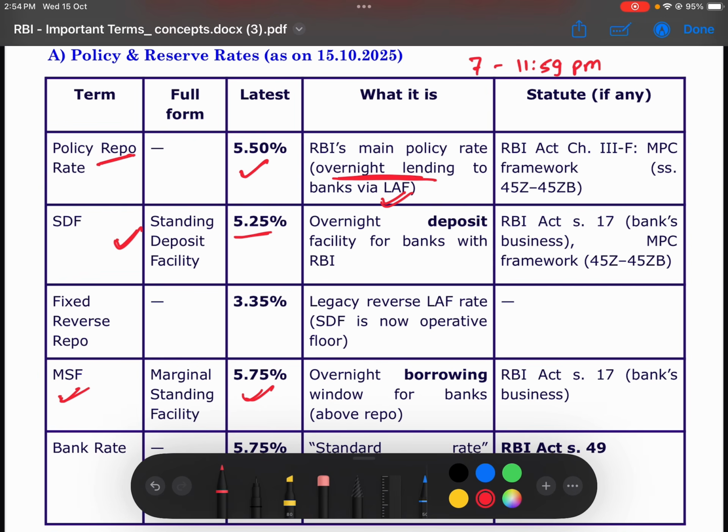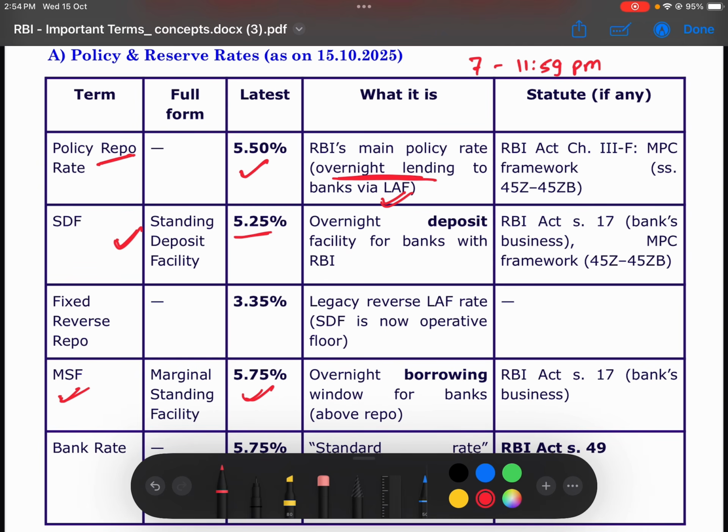It is actually recently amended. It is for sudden gaps. Suppose after the market hours, if banks require more money to fill sudden gaps, suppose a CRR shortfall is there or settlement failures are there, then they can borrow from the MSF window. Also, in case of repo, borrowing is limited by auction allotment, and if limits are exhausted, again the bank will go for MSF.